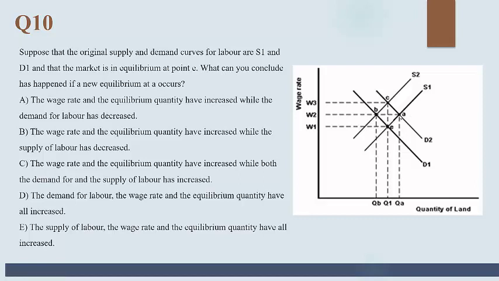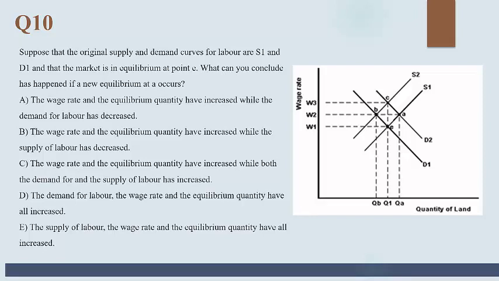Okay, so at point A, what happened? We went from here to here. So we must have it that the demand curve shifted from D1 to D2. Okay, so now it's asking you to indicate the correct answer. So I'll hit pause and let you figure it out.